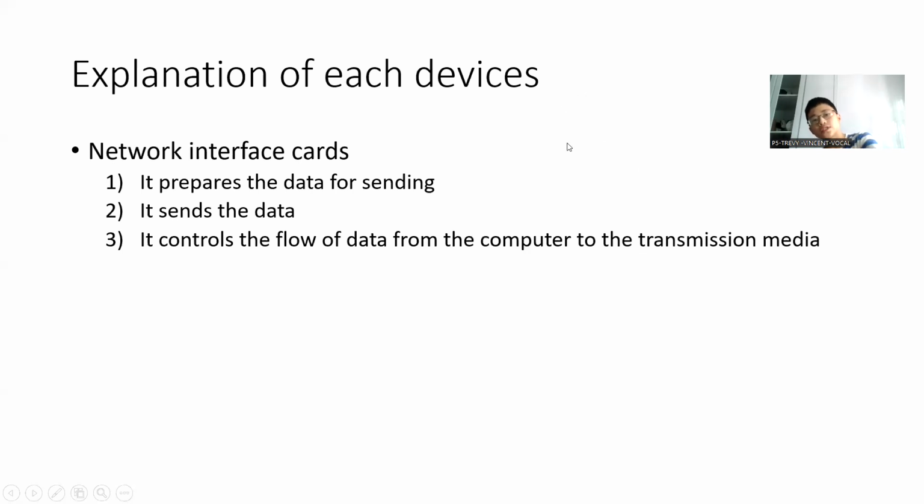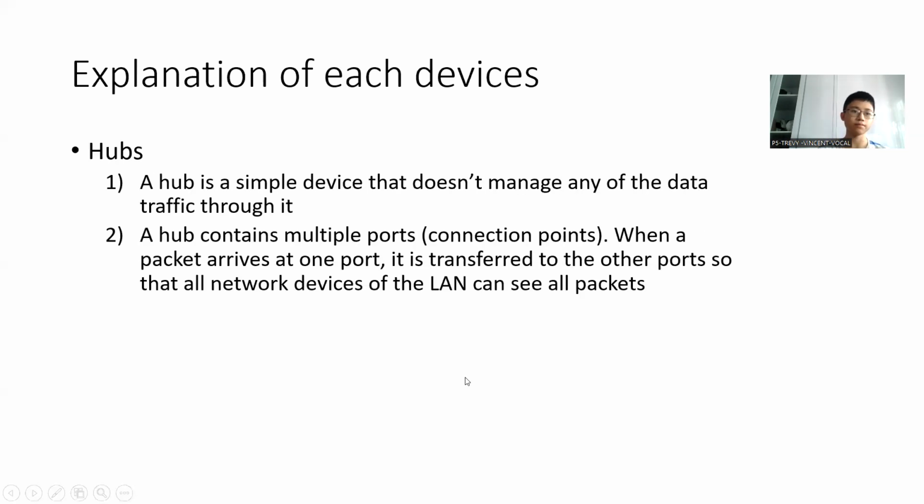Now the network interface cards. There are three uses. First, it prepares the data for sending. Second, it sends the data. And third, it controls the flow of data from the computer to the transmission media.